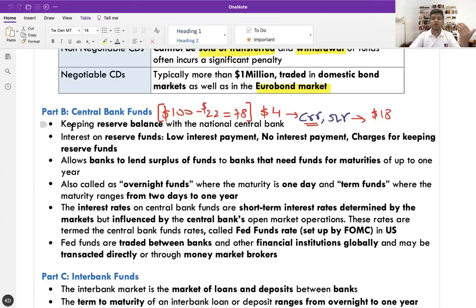So on this interest on reserve funds, they hardly pay interest or no interest. As I said, for CRR, there is no interest. For SLR, there is very small interest. However, the reason central banks do this is to protect the bank. In terms of a crisis, you can get funds from the central bank. They allow the banks to lend the surplus funds to the central bank and they can get it when they need it. Also called overnight funds, where the maturity is 1 day, and term funds, where the maturity is more than 1 day, right?